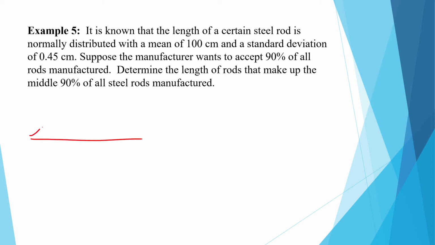If we are looking for the middle 90%, we have to find the two z-scores that correspond to the middle 90%. If the middle is 90%, that means the outsides have to add up to 10%, which means each one of these tails has to be 5%. We'll have to go to our table now to find the area that's the closest to 0.05.